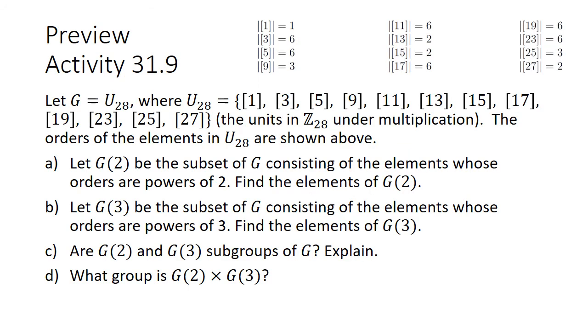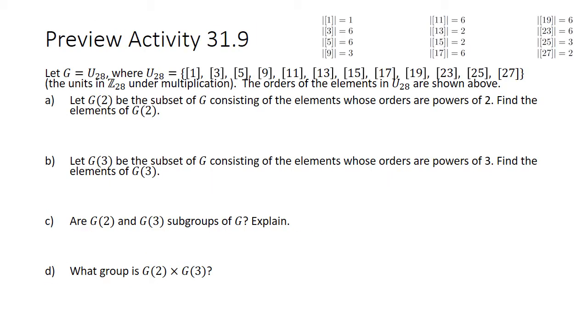Okay, so let's do a preview activity here to get us in the right mindset for the next concept. Go ahead and pause the slide and give this preview activity a try, and then I'll go over it. Okay, so let's go over this. G is U28, the group of units in Z28 under multiplication, and the orders of all of those elements are shown in the table above. Let G of 2 be the subset of G consisting of the elements whose orders are powers of 2, and find the elements of G of 2.